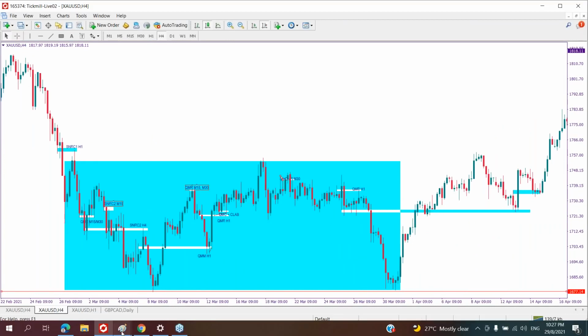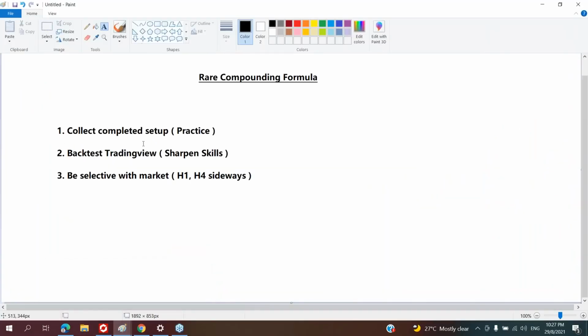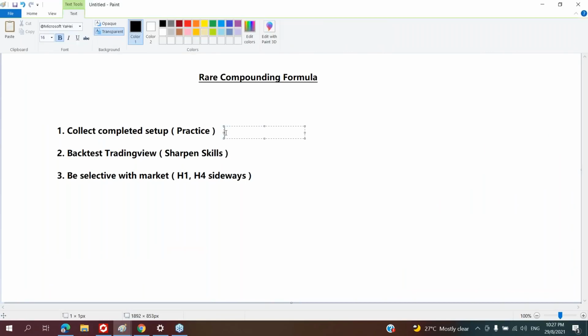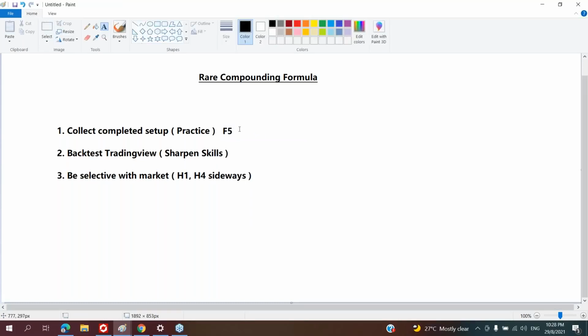Okay, so it's only two. You collect the completed setups, I mean, the Fantastic Five, such as QM, QMR, QMC, SNRC1, SNRC2, and QM manipulation. And then after you go well with it, you go to the big backtest on TradingView to sharpen your skills. And after that, you go to the real market, but you have to be selective with the market. H1 and H4 sideways. This is very recommended by me.